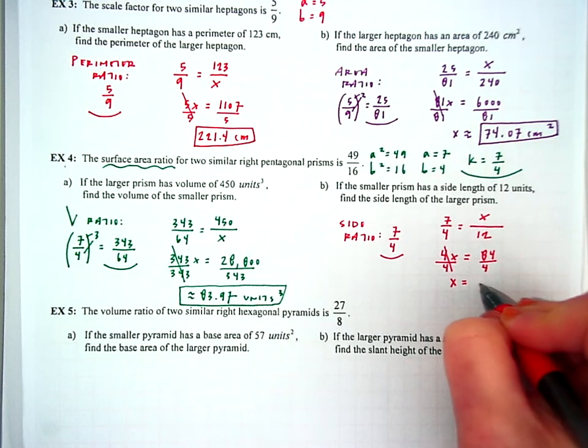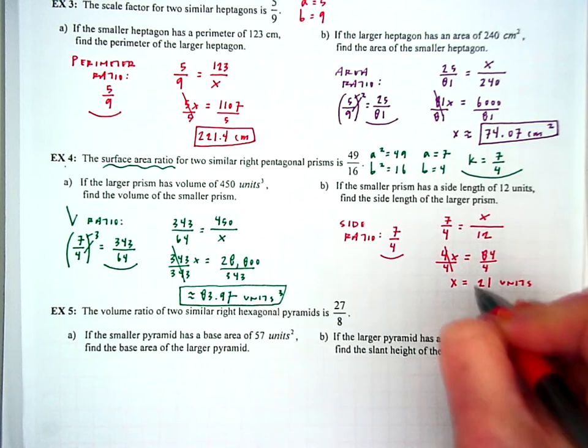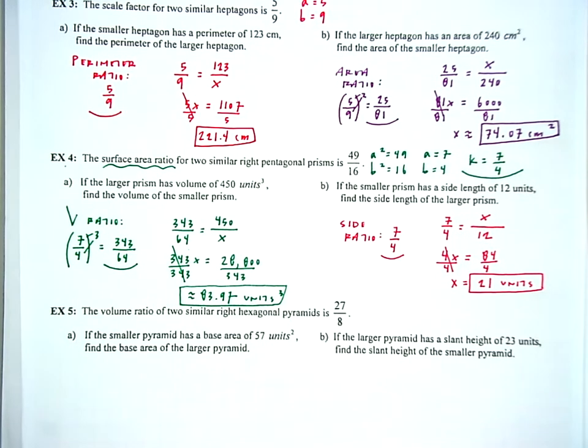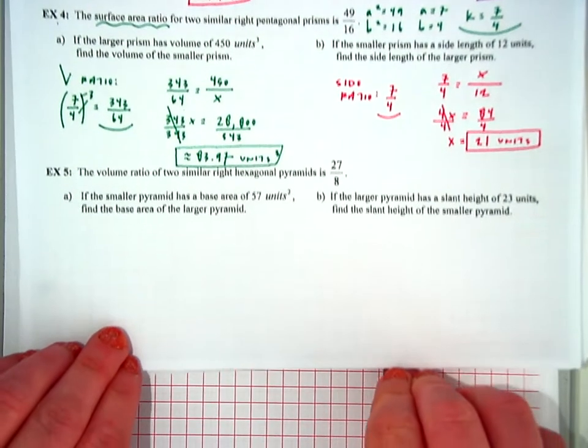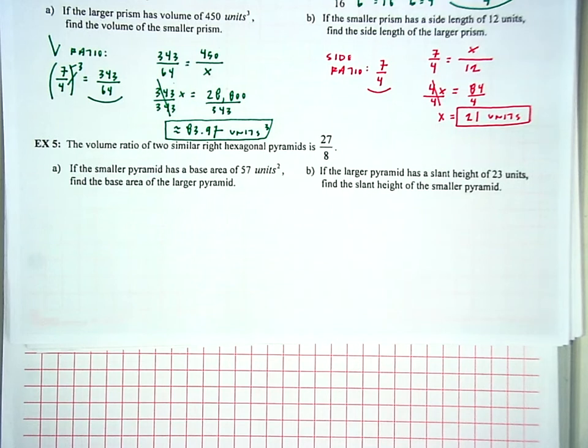From here I cross multiply, so I have 4x is equal to 7 times 12, which is 84, and then I divide each side by 4. And I get that x is equal to 21 units.